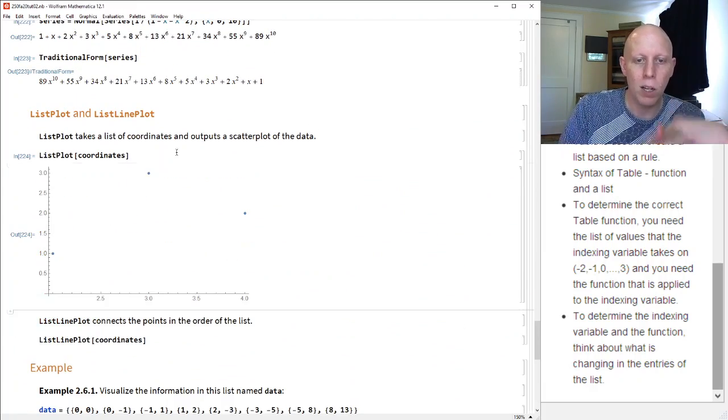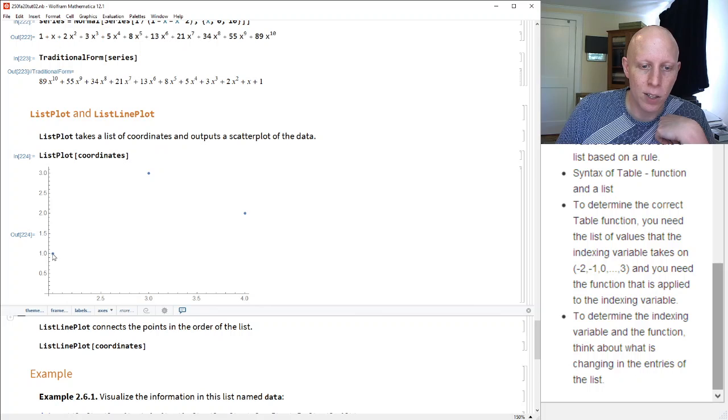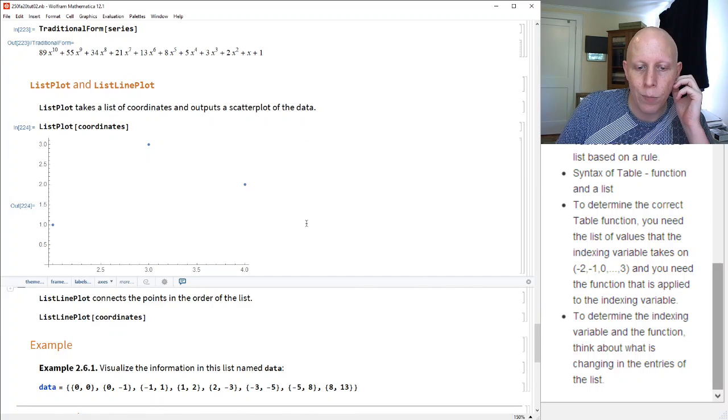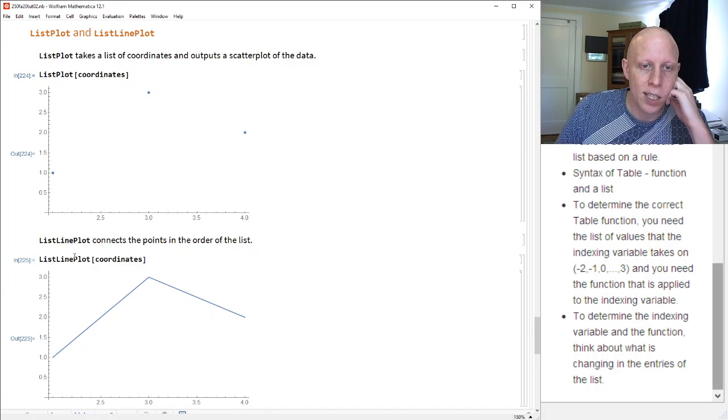If we do list plot of coordinates, it plots the 3 points, which were 2, 1, 3, 3, 4, 2, on the graph, on a set of axes. There are options to make the axes look exactly the way you want. We're not going to go into those now. This is a way to get a scatter plot of data. You can also connect them using list line plot. So it's creating a line plot from the list of information.